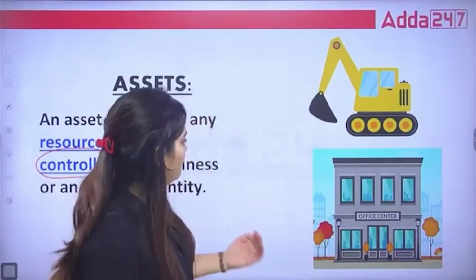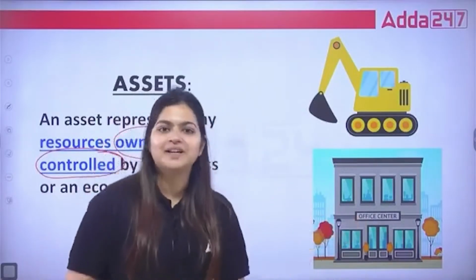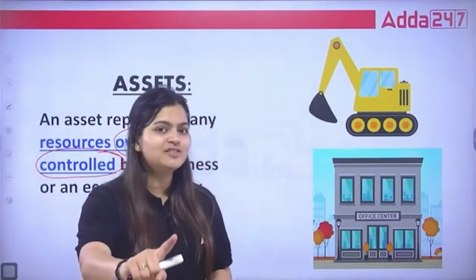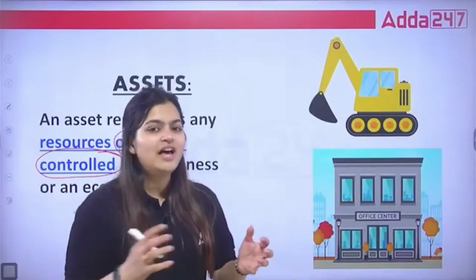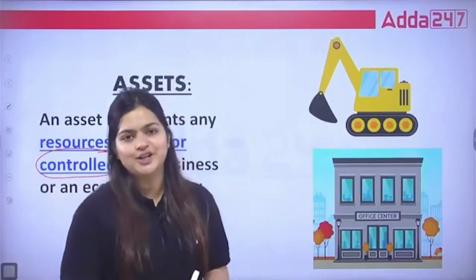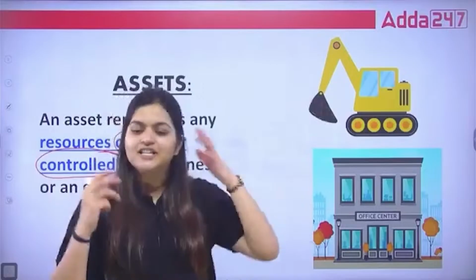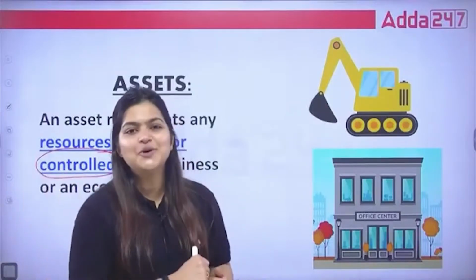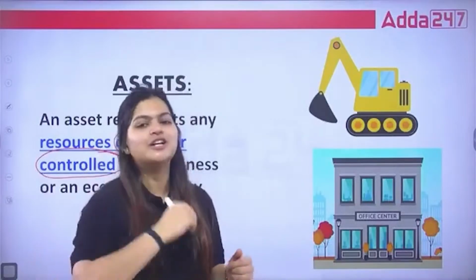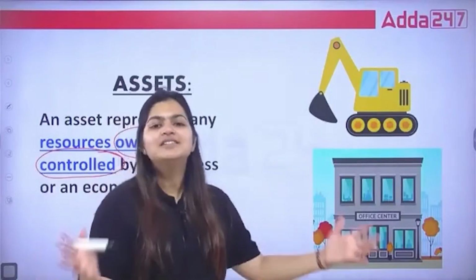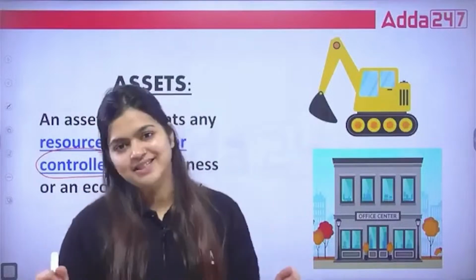Yes, like if you have purchased this office building, who is the owner? You are the owner. Who is having the control? You are having the control. Suppose you have purchased this JCB. So who is the owner? You are the owner. Who is controlling it? You are controlling it. Yes. So these are your assets.